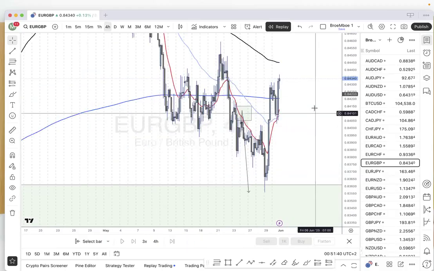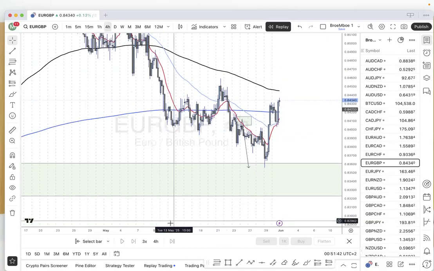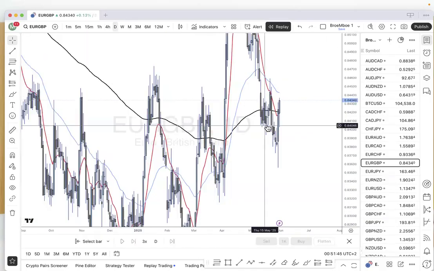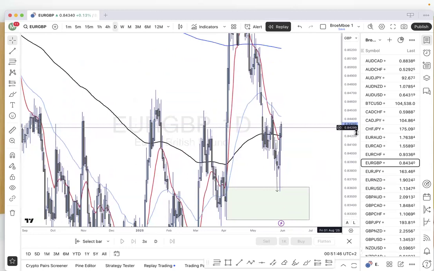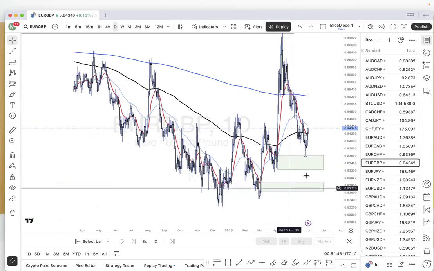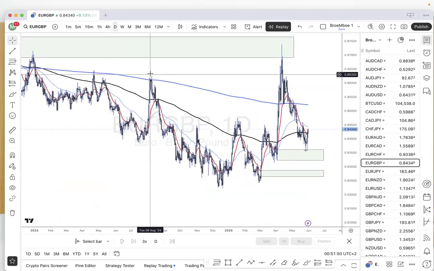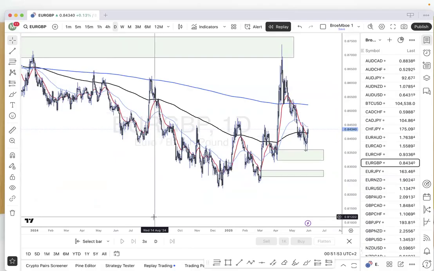I don't know why I hate this pair. Interesting, you hate it too. That makes two of us. If you look at this pair, it does not behave. Every time it moves, and then stops.